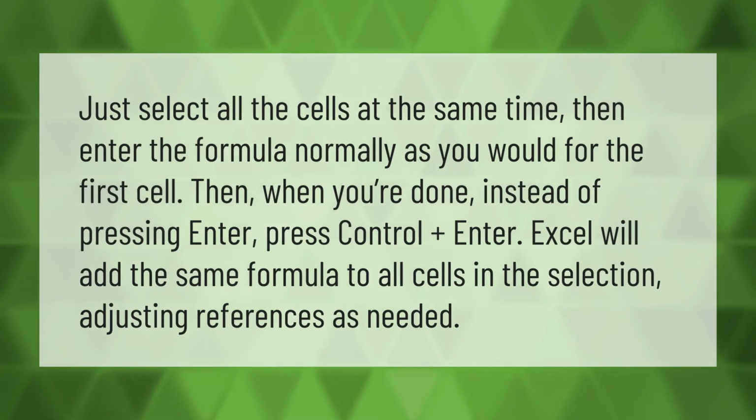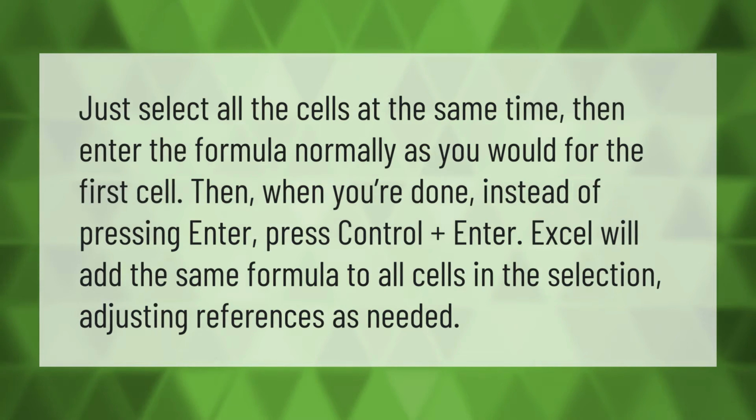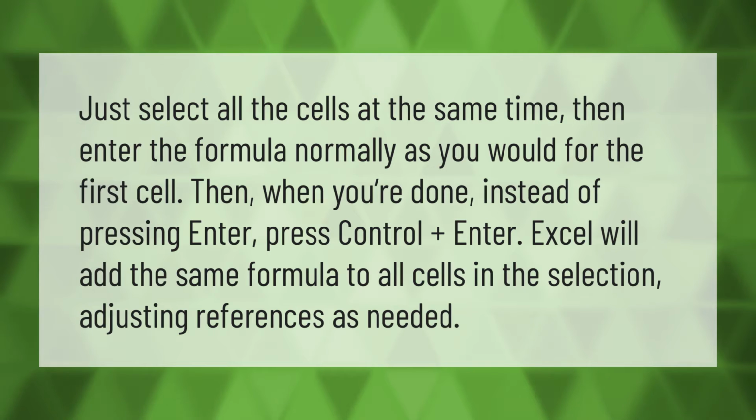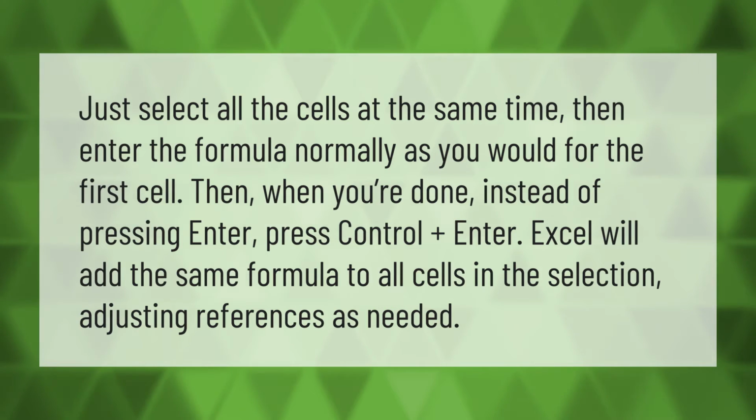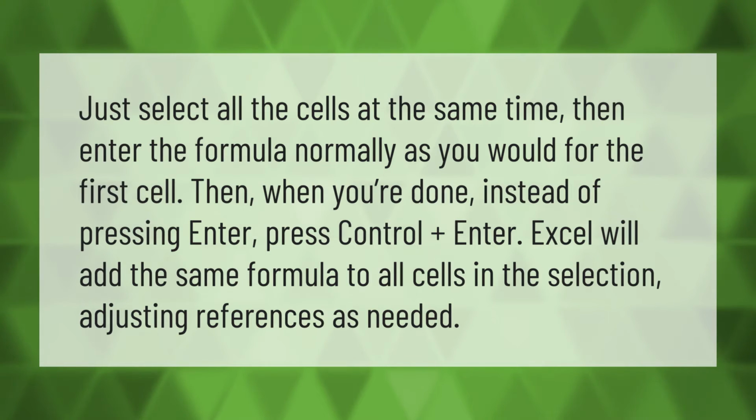Just select all the cells at the same time, then enter the formula normally as you would for the first cell. Then, when you're done, instead of pressing Enter, press Ctrl plus Enter. Excel will add the same formula to all cells in the selection, adjusting references as needed.